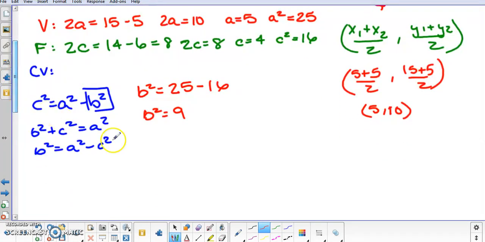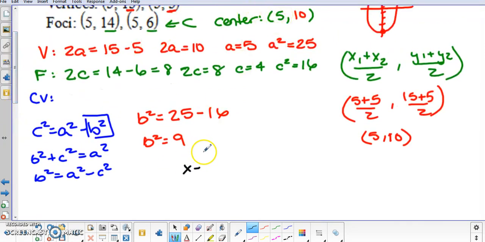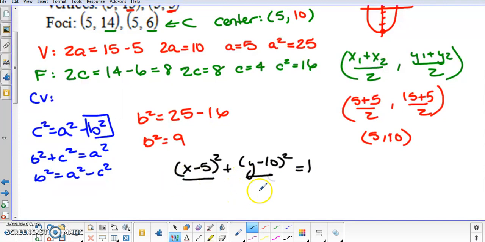So now I can go ahead and figure out my whole equation. I know I've got x minus h, where h here is 5, squared, plus y minus k, where that's 10, squared, equals 1. And now I've got to figure out a squared and b squared, where they go.